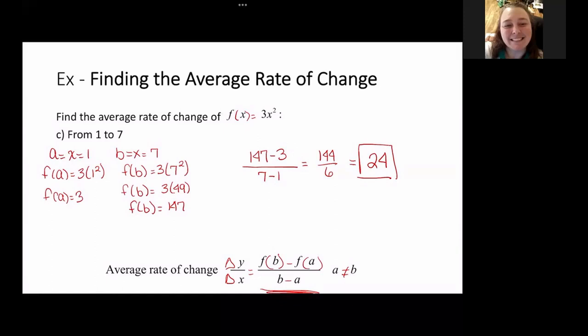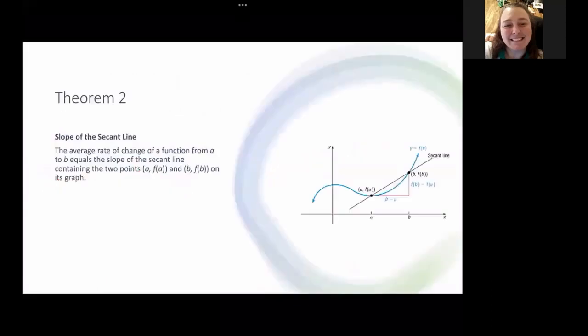It's actually quite easy. You just have to remember that formula, which is the same formula we used for slope. So the average rate of change of a function is kind of the same as looking for the slope. Let's take a look at this theorem. The slope of a secant line, the average rate of change of a function from a to b, equals the slope of a secant. Remember, a secant is like drawing a straight line between those two points. So it is really just the same as finding the slope of that line. You're going to have the points a, f of a, and b, f of b on that graph.